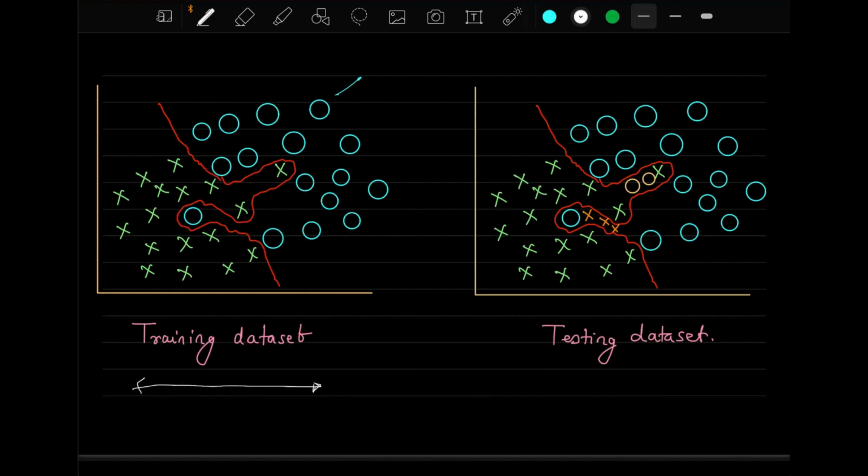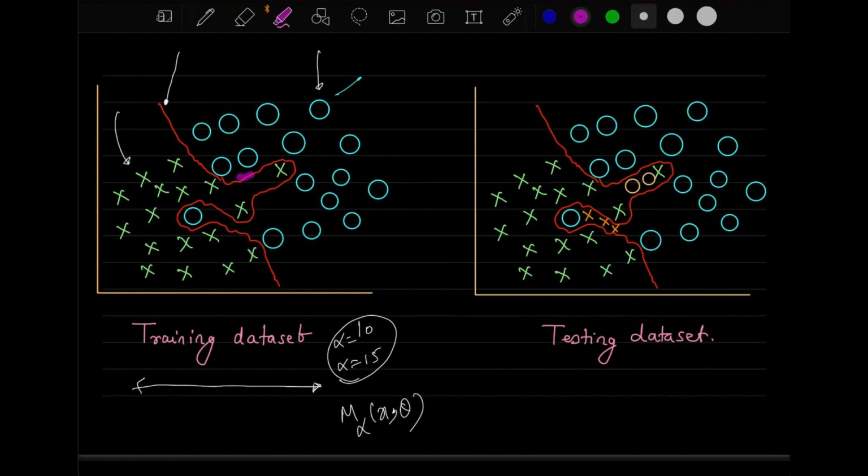So we have this training data set. This is basically one class, and this is the second class, and this is the model. Maybe you can say it's a 10 level model, that is alpha equal to 10 or alpha equal to 15, something like that. It's a polynomial model that we are using for this particular M_alpha(x, theta). As you can see, it is covering all the points. It is going like this, covering all these points and classifying them correctly.